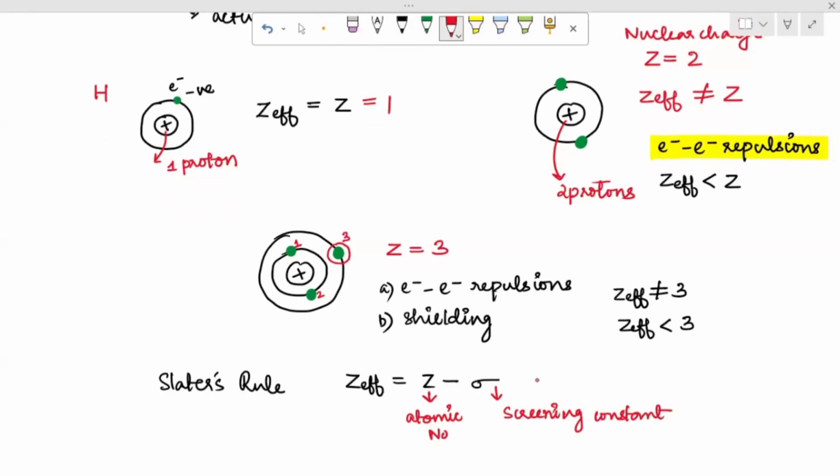So Z effective is always less than Z when there is more than one electron. If it is one electron, you know that Z effective and Z are the same, because there are no electron-electron repulsions, no shielding, everything is okay. Now, you have to learn something called Slater's rule.